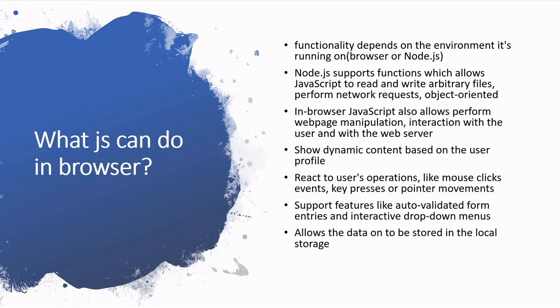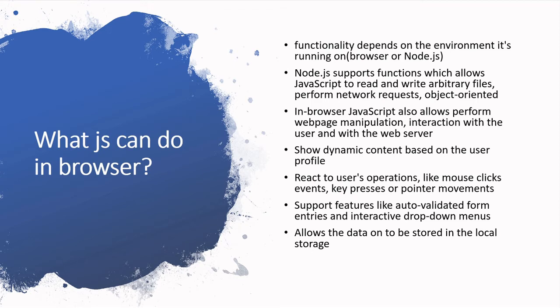What is the main functionality of JavaScript in the browser? It interacts with the DOM object, which I already discussed, and does the manipulation, making web pages interactive with the user and providing dynamicity to the users. So that's what JavaScript does in the browser.